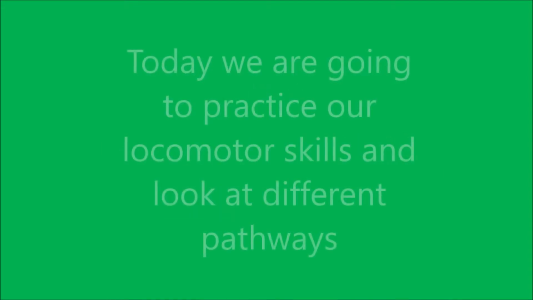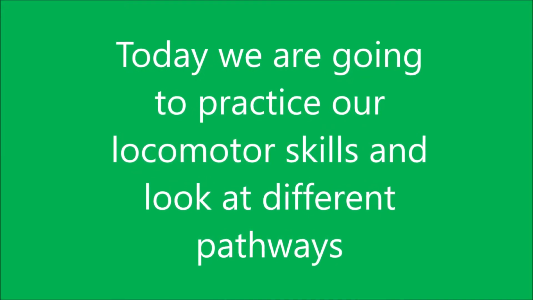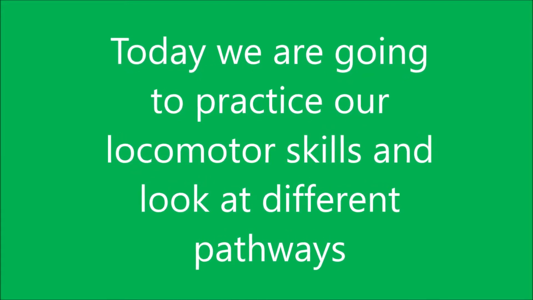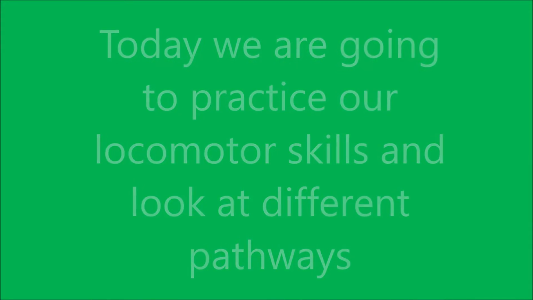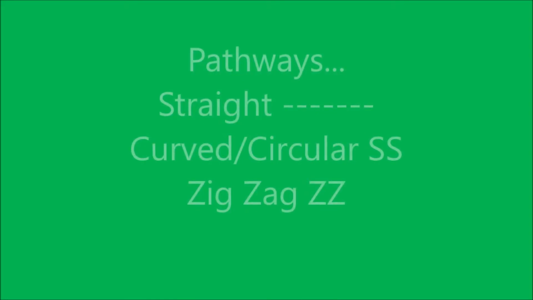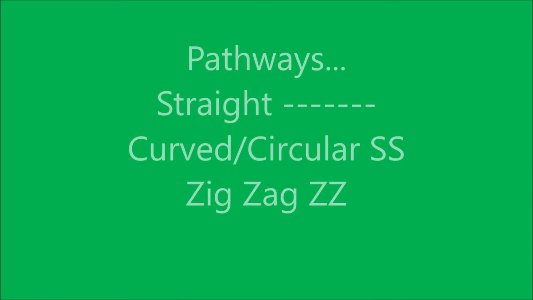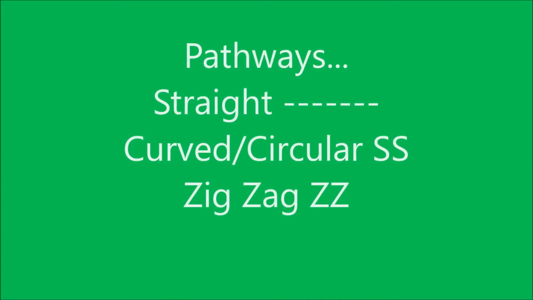Hey everybody! Today we're going to be practicing our locomotor skills and looking at different pathways. Remember, a locomotor skill is moving from place to place, and pathways we're going to learn about in just a second. Okay, so we're going to be looking at pathways. There are three pathways we're going to look at: straight, curved, circular, or wavy, and a zigzag pathway. When we talk about a pathway, it's the pattern we make on the ground.